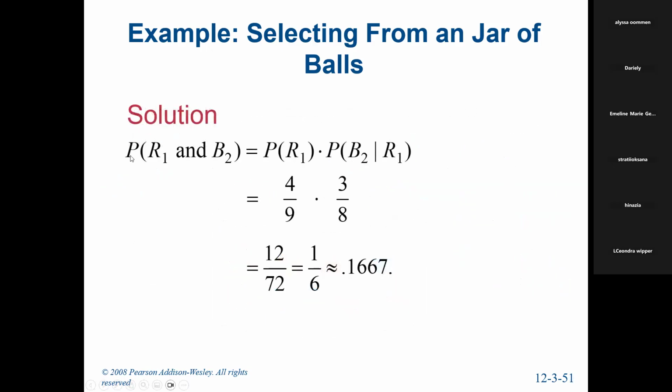Okay. The probability the first ball is a red ball. That should say R stands for red. That's the first ball, and the second ball is a blue ball. So that's P of R1, the first ball. The two events are not independent. So that's 4 over 9 times 2 over 8. So that's 1 over 6.